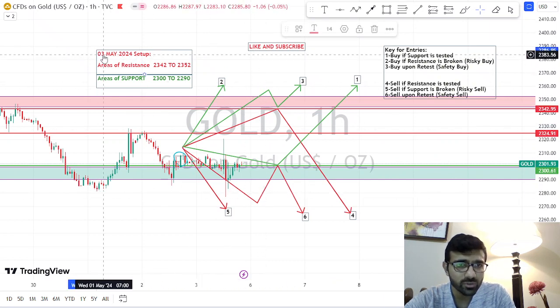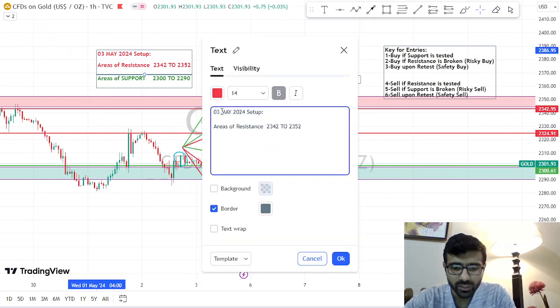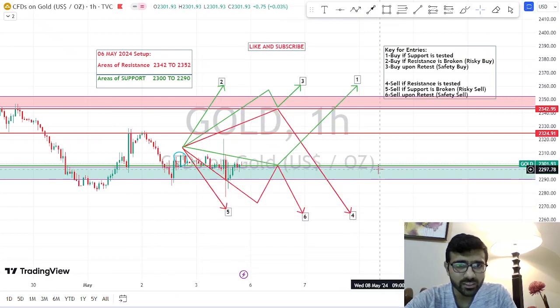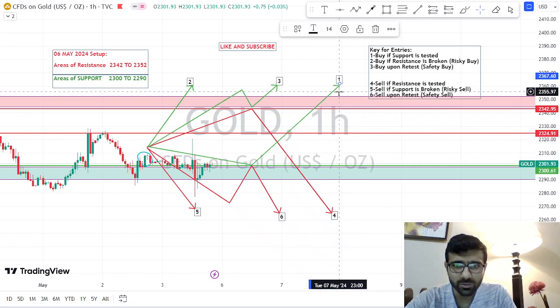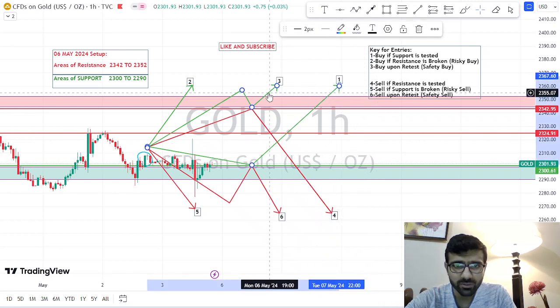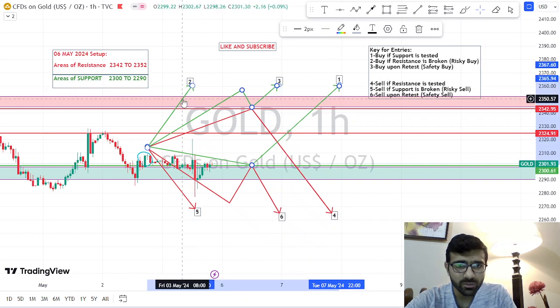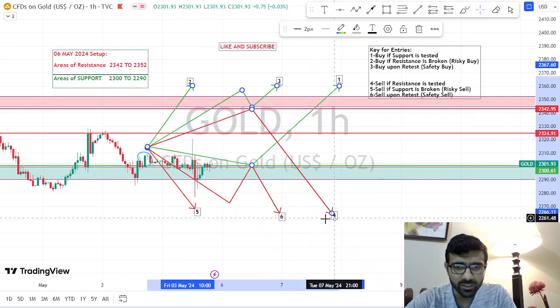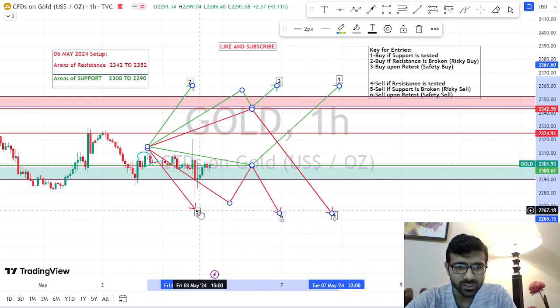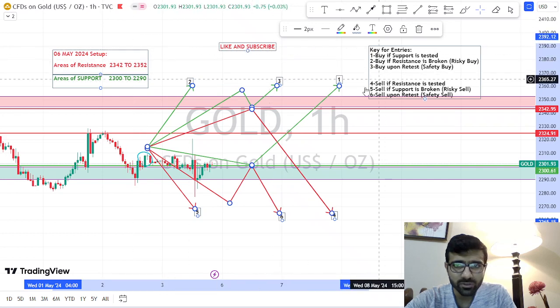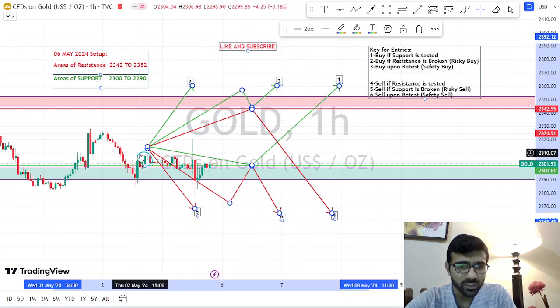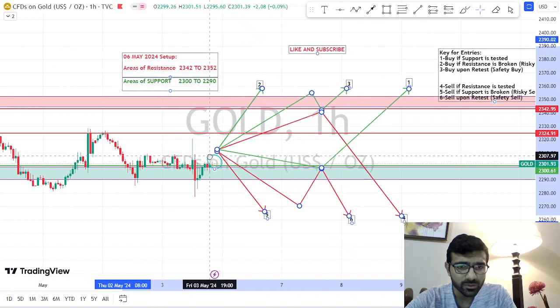Okay, so tomorrow, which the date will be 6th of May, the levels are going to remain same. So I hope that you guys will be making some good profits in this pair, and if you guys would like to know anything further, just let me know in the comment section and I will try my best to get back to you guys. And now let me move forward these scenarios so you guys can easily continue to take trades in this pair of gold.